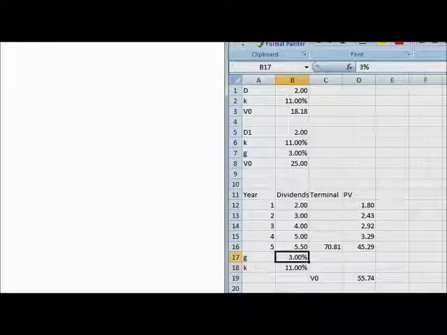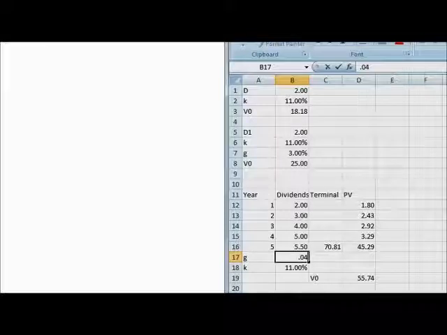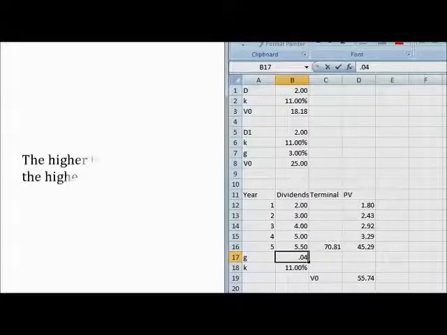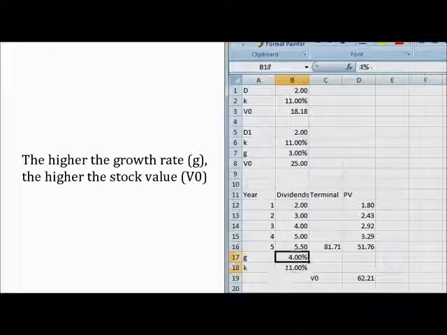Now what happens if this company's dividends grow faster over the long term? So instead of 3%, what if we assume 4%? Well, we should be willing to pay more for that stock because in essence, its cash flows are going to be higher in the future. And you see the value of the stock go from $55 to $62. An increase, which again makes intuitive sense.